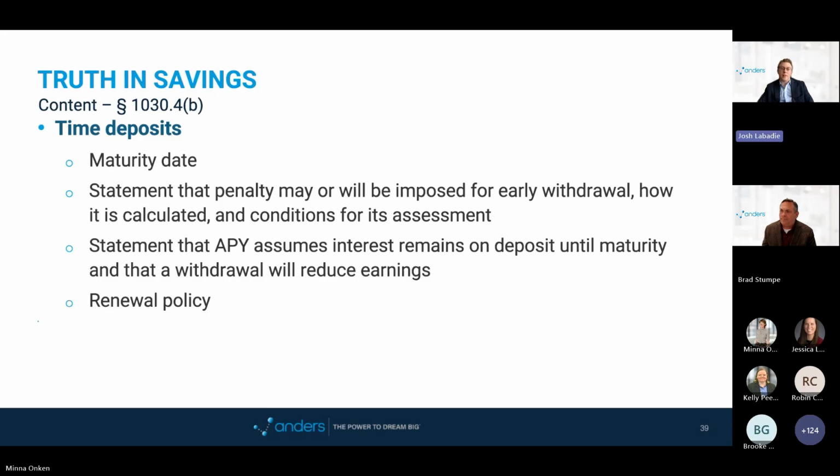If interest is compounded during the term and can be withdrawn before maturity, state that the APY calculation assumes all interest remains on the deposit until maturity, and that a withdrawal will reduce earnings. All right, and then finally, whether or not the account will renew automatically, and if not, whether interest will be paid after maturity if the customer does not renew. And then if it will renew automatically, give the grace period.